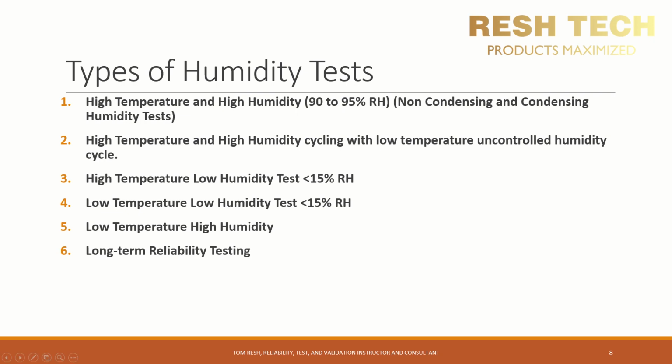Another type of humidity test is high temperature and high humidity cycling, which is a high temperature and high humidity cycle that is then combined with an uncontrolled humidity low temperature cycle. This is a great test as you can cause materials to expand and then contract, which can create a diaphragm action, which may cause moisture to get pulled in through a pore sealing design into the cavity of your enclosed system as the materials begin to contract with the reduction of temperature.